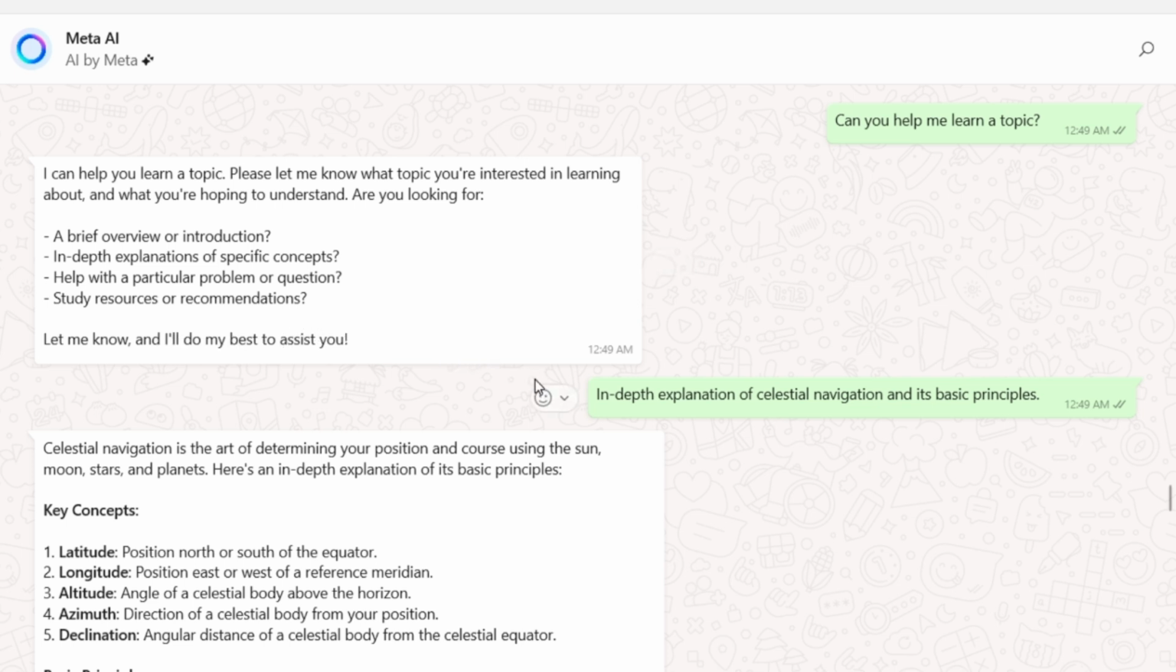To which I say, in-depth explanation of celestial navigation and its basic principles.